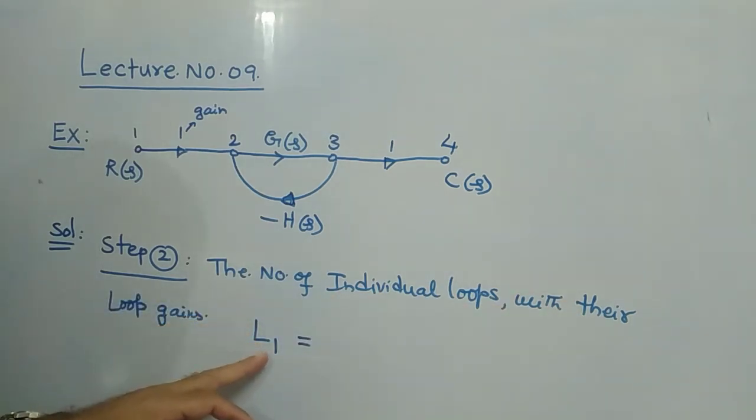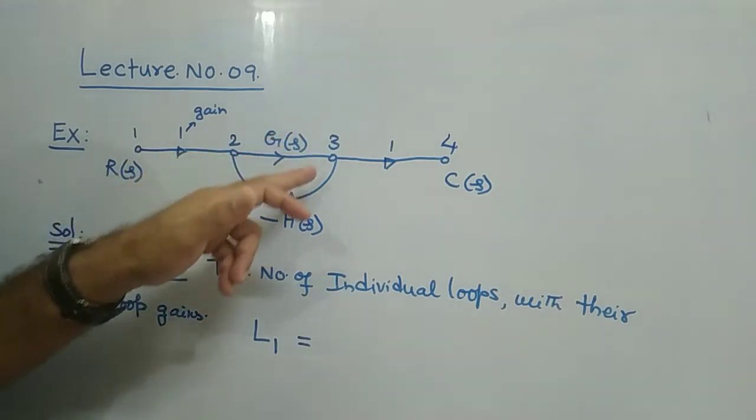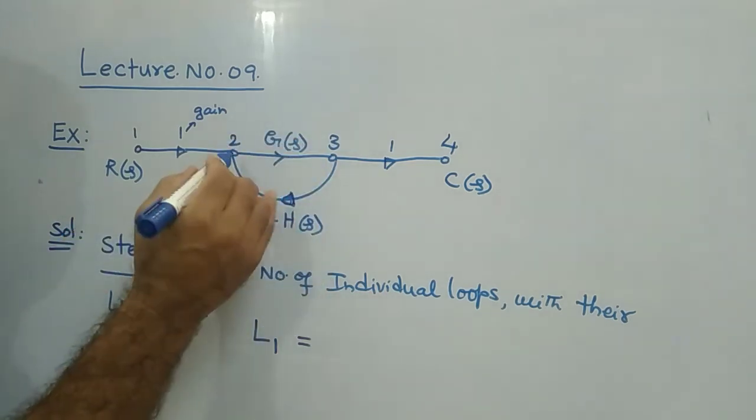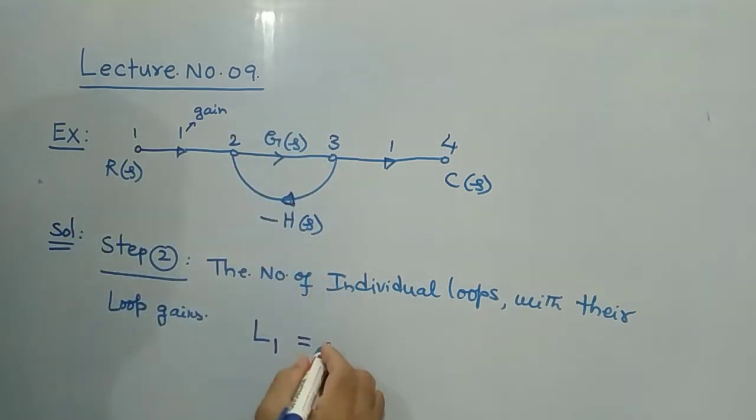Means for this available loop, what is the gain? It is nothing but the gain available on that path. Now tell me, what is the gain available for this loop? From 2 to 3, the gain is G of S.